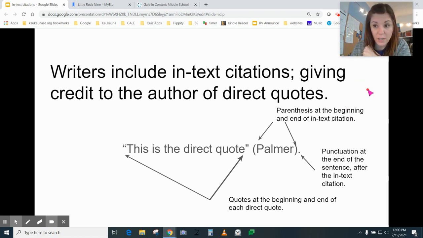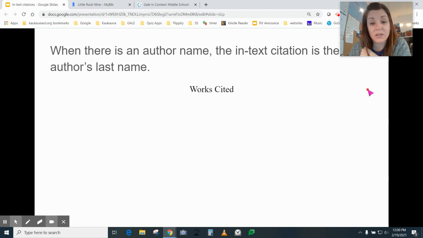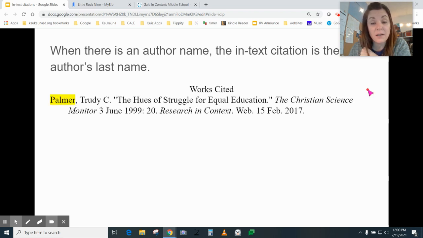So we're going to go through a couple examples here. When there is an author name, the in-text citation is the author's last name. Here's the works cited example, and the author is Trudy Palmer. Because we're using an extension for gathering our works cited list, I just pulled this from my works cited list. Trudy Palmer wrote The Hues of Struggle for Equal Education.